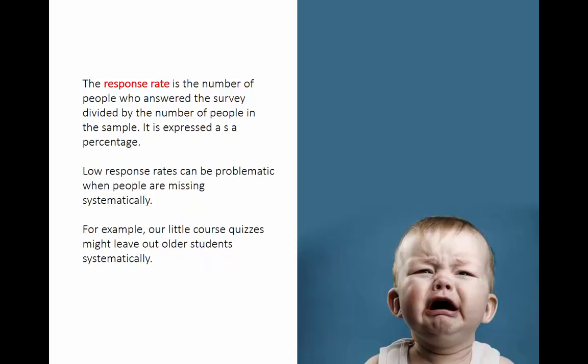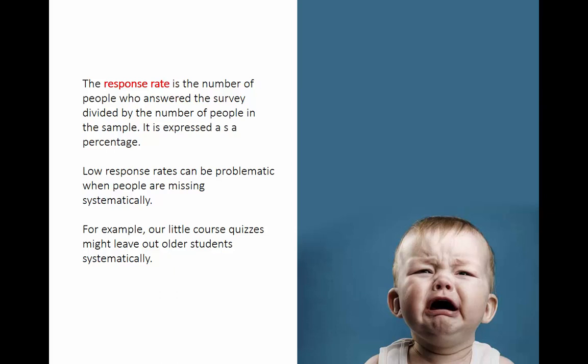Why should we care about response rates? Why can low response rates be problematic? Well, studies show that they are less problematic than we thought. It is problematic when only a certain percentage of people respond and fill out your questionnaire in a systematic way, right? When a certain kind of people don't fill out the questionnaire, those people are not represented in your survey. Those people are out of your data set.